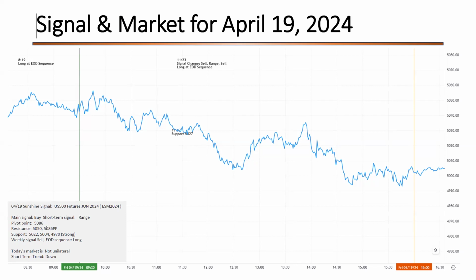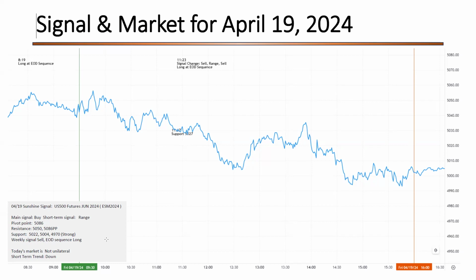And also we have a long at EOD sequence that showed up pre-market. So what that means is if the market at this point is expected to go lower, and also it might end the day at a low point, and if it does, it could be a long opportunity. So there could be a bounce in the next trading day.